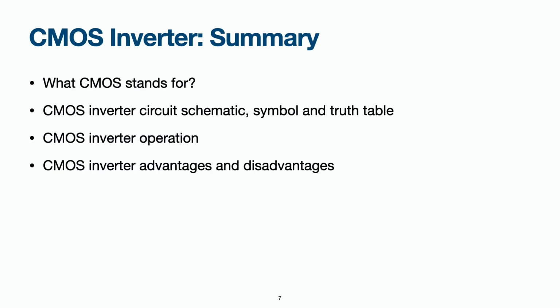In summary, we have seen what CMOS stands for and how a CMOS inverter circuit schematic looks like, its symbol, truth table, and how a CMOS inverter works for various inputs like 0 and 1, and also its advantages and disadvantages. In the forthcoming videos, let us learn more about CMOS inverters.